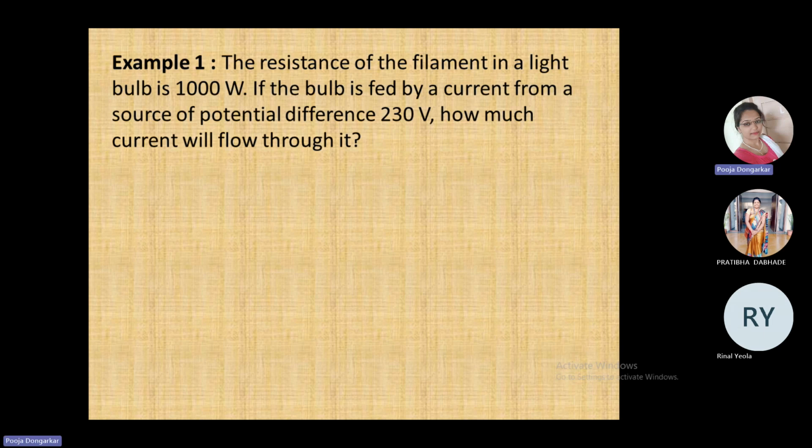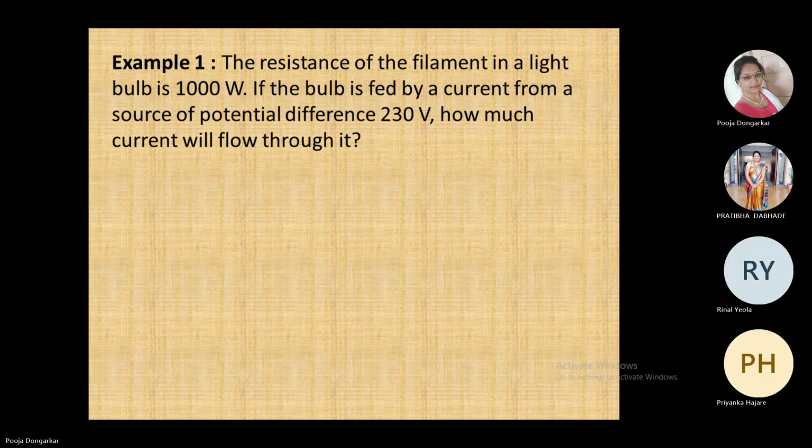First: the resistance of the filament in the light bulb is 1000 watt, and the bulb is fed by a source of potential difference 230 volt. How much current will flow through it? Now tell me which formula we use here. Anyone, please tell me the formula. We have to find out the current flow.